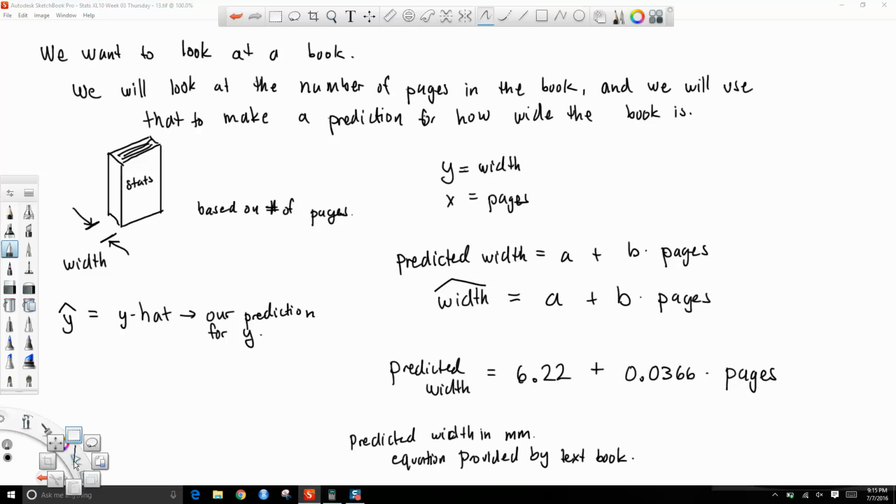Is this okay? Yes, question. So just to get it clear, the 0.0366, which is actually b, is basically the weight, the wideness. We'll get to that. Okay, we'll get to that.